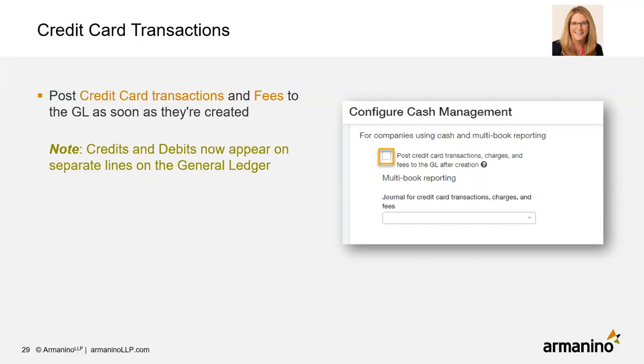Note that you will need to go and configure this in cash management. There's a new box to check. It's called Post Credit Card Transactions Charges and Fees to the GL after creation. And also note that credits and debits now appear in separate lines on the general ledger.